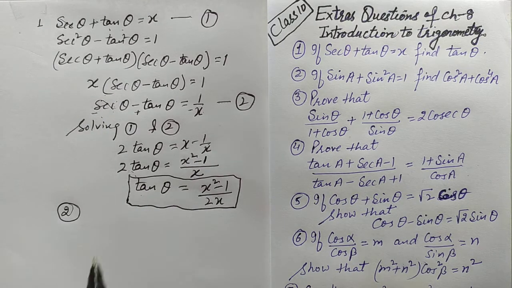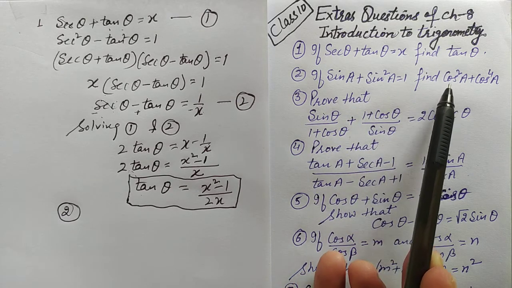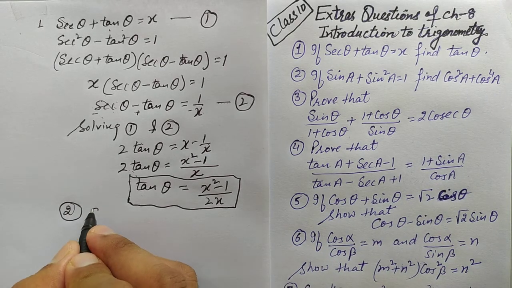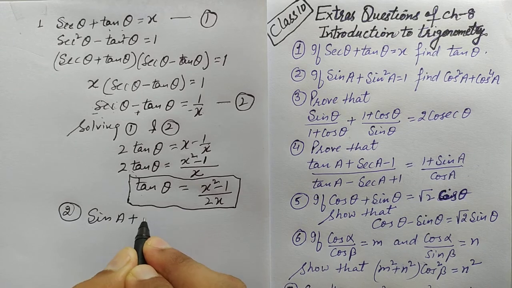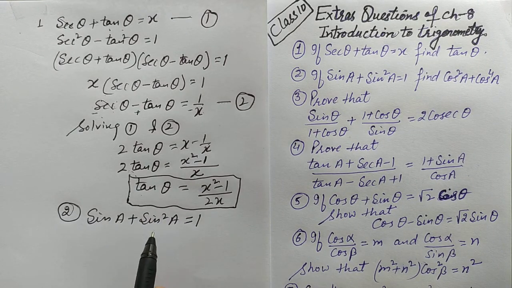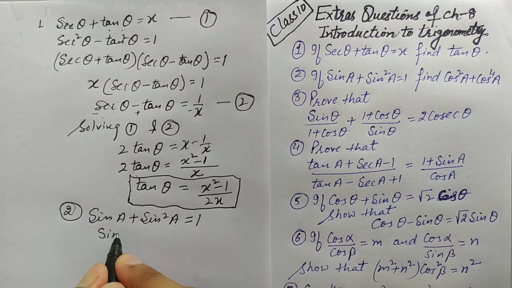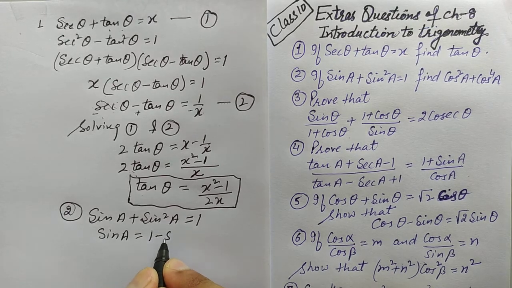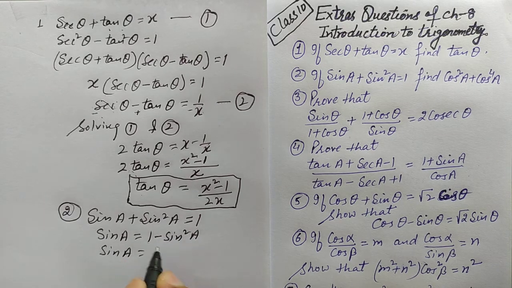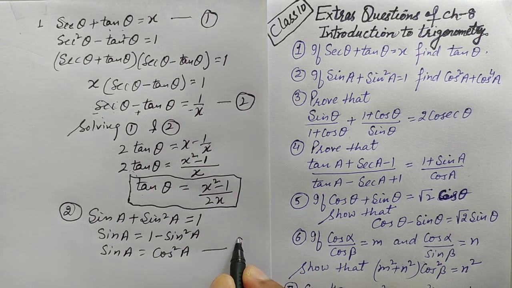Now let's do the second question. What is given? If sine a plus sine square a is equal to 1, find the value of cos square a plus cos power 4 a. Sine a plus sine square a is given as 1. So you take this sine square a to the right-hand side, and it becomes sine a is equal to 1 minus sine square a. And you know that 1 minus sine square a is cos square a.